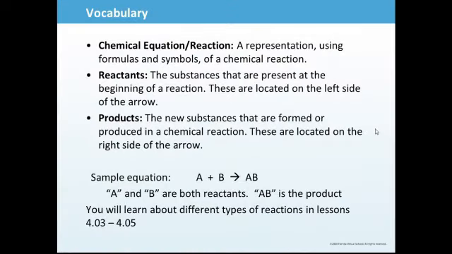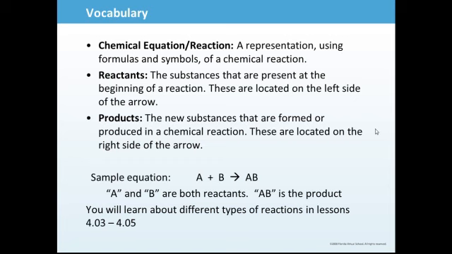We must understand what a chemical equation or reaction is. Sometimes they're referred to as chemical equations, sometimes as chemical reactions. It's the same thing. It's a representation, using formulas and symbols, of your chemical reaction. Reactants are those chemicals that you start with. Those are what you get from the lab and put in your beaker or your cylinder. Your reactants are located on the left side of the arrow in a chemical equation.